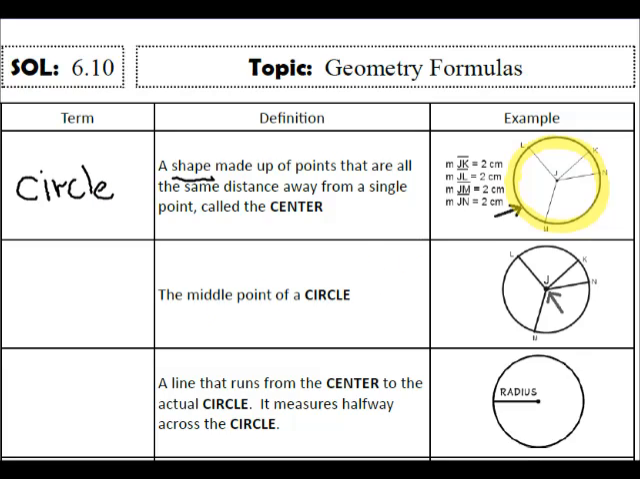The middle point of a circle, the middle or the center of a circle, we call it the center. A line that runs from the center to the actual circle, and it measures halfway across the circle. So here we have halfway across the circle. That measurement is the radius.